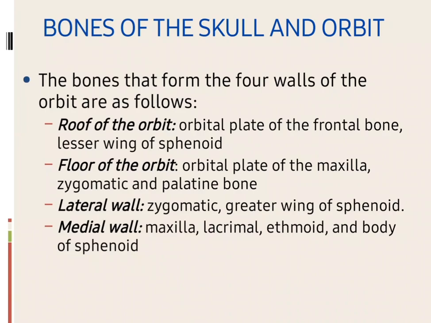So the bones that form the four walls of the orbit are as follows. The roof of the orbit is formed by the orbital plate of the frontal bone and lesser wing of sphenoid. Floor of the orbit: plate of the maxilla, zygomatic and the palatine bone. Those are the ones that form the floor of the orbit, while the lateral wall is formed by the zygomatic and the greater wing of the sphenoid. And the medial wall is formed by maxilla, lacrimal, ethmoid, and the body of the sphenoid.